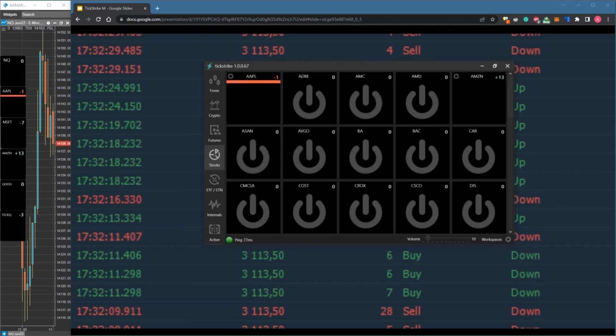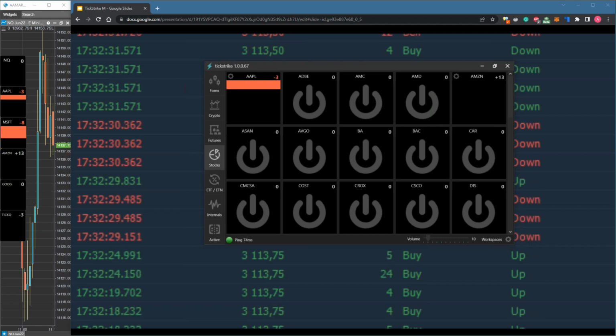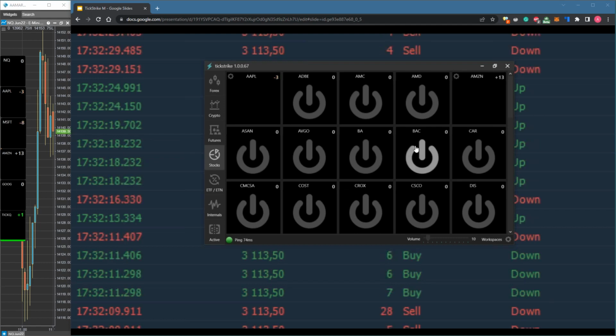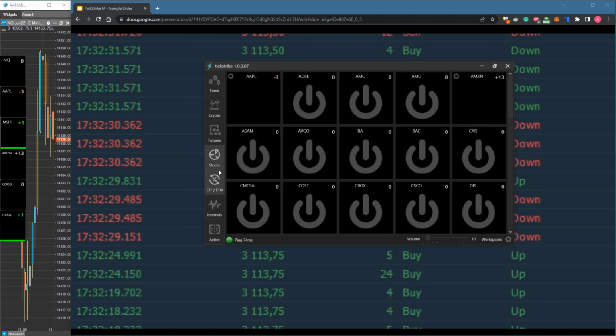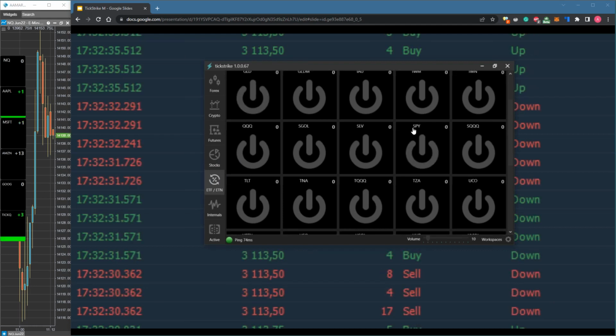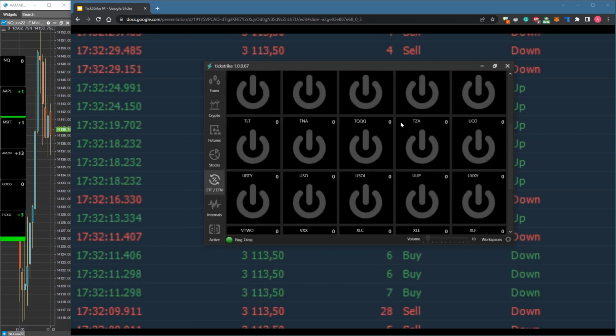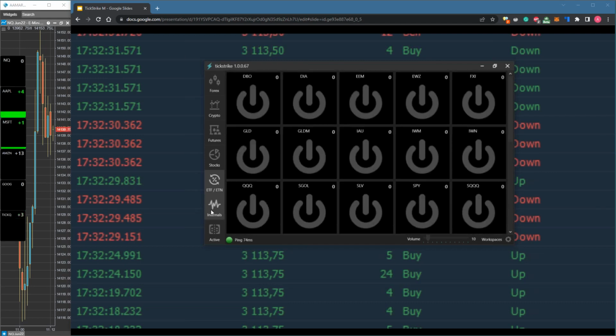Robert's asking, do people use TickStrike for binaries? Yeah, there are some people that do that. Quite a few people. I don't personally, but there's a bunch of people that do. And then we've got ETFs as well. So there's USO, GLD, pretty much all the ETFs that you could want are there.